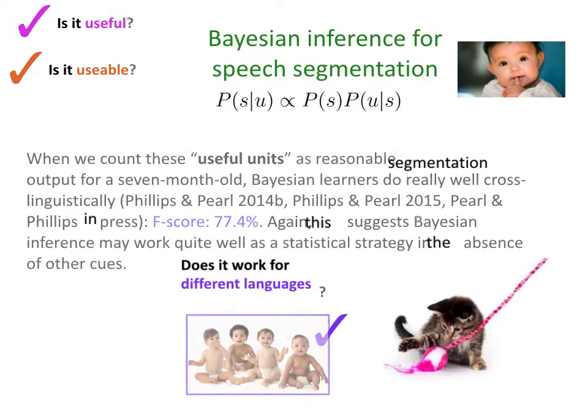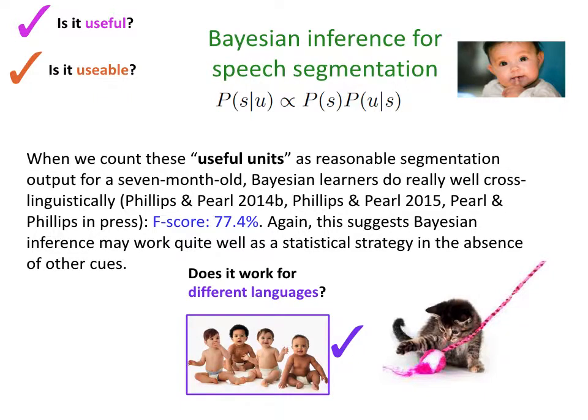And so, for example, this is one of the reasons that we find that Bayesian inference, this particular learner we looked at before, works so well across different languages. When we count these useful units as reasonable segmentation output for a 7-month-old, Bayesian learners do really well cross-linguistically. They have an F-score of about 77%, which suggests that Bayesian inference, this kind of sophisticated statistical learning, may work quite well as a statistical strategy in the early stages of speech segmentation in the absence of other cues.